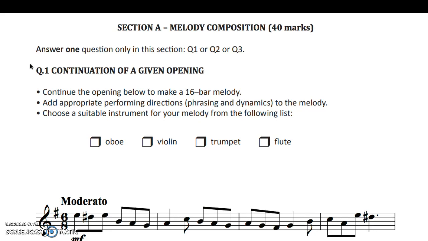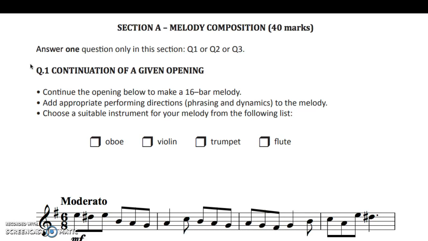Here is question 1 from section A of the 2018 Leaving Cert composition paper. While there can be some interpretation and debate over what constitutes a good melody, the instructions within the melody are very clear. Firstly, you are to continue the given melody. Don't set out to create a new melody for the remaining 12 bars. It must be based on the opening 4 bars.